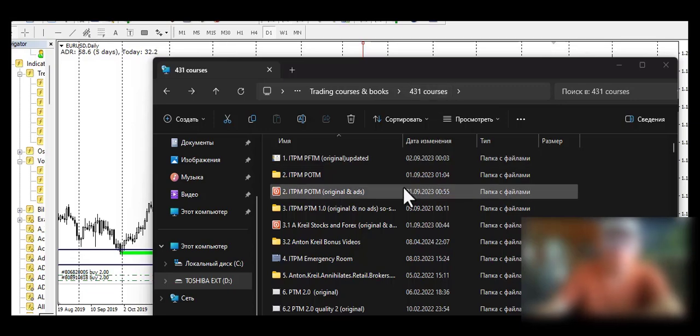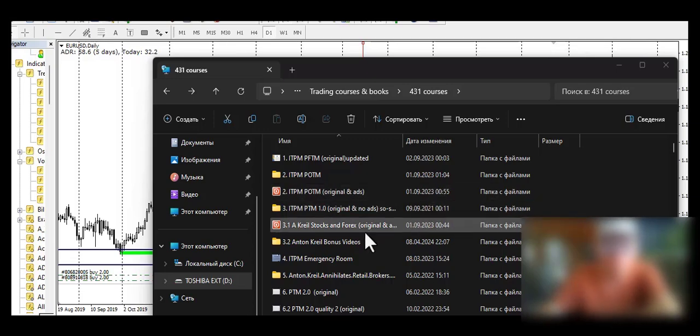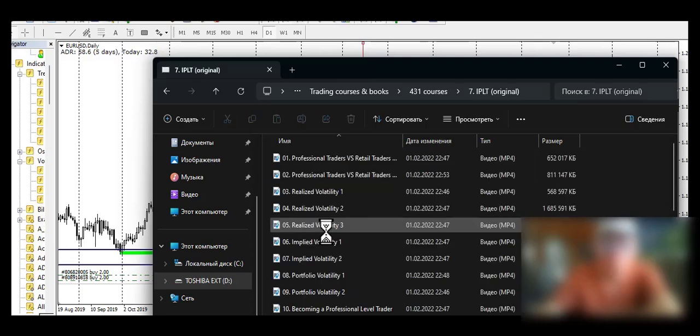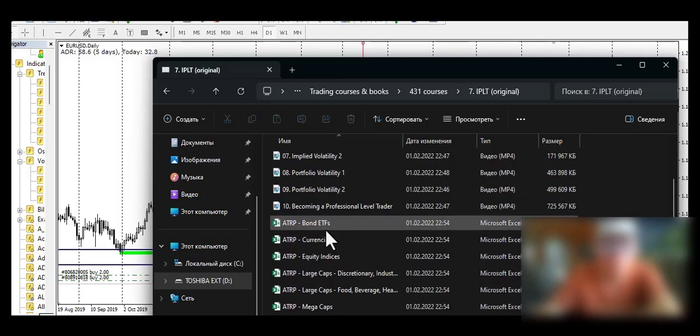Today I'm gonna show you my training idea. It's based on Anton Kreil's course, and I'm using his Excel file from his course in my trading. I'm gonna show you one method of how to trade in your favor. Alright, okay, let's go to the IPLT course, and we are gonna use bond ETFs.